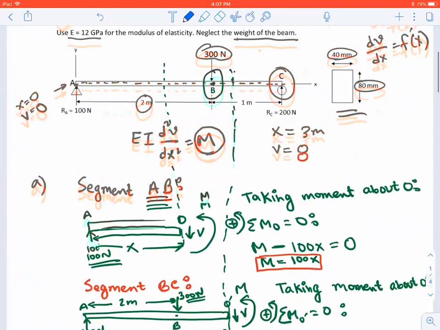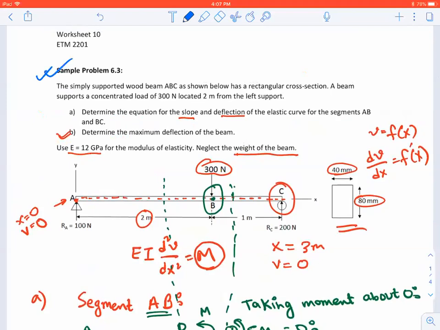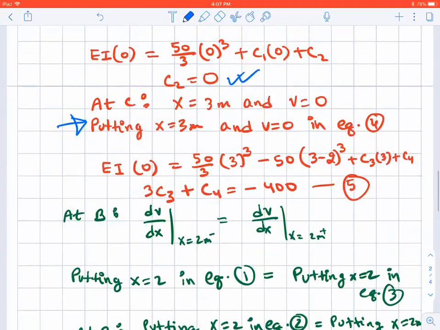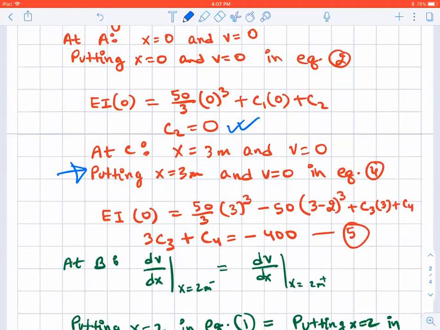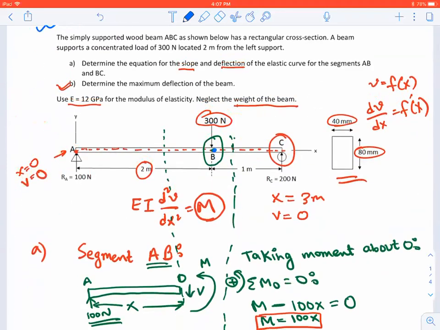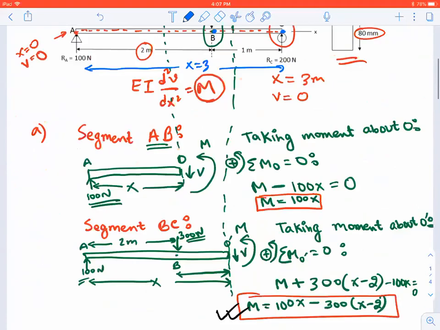So if you look carefully, this was the problem we were solving. And this B is our transition point, okay? Sorry, C is not our transition point, B is our transition point. So you will see at C is where your x is equal to 3. So this distance is x equal to 3. And obviously v is 0 when x equals 3.